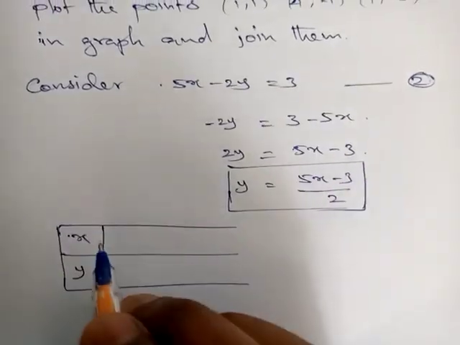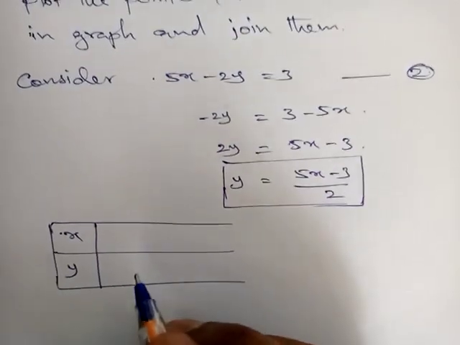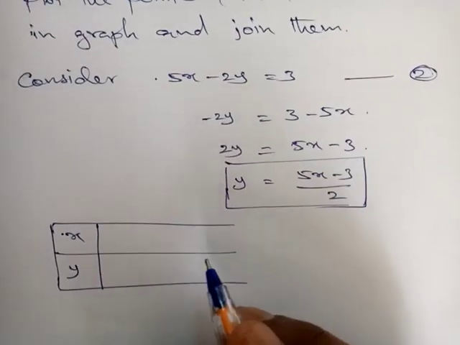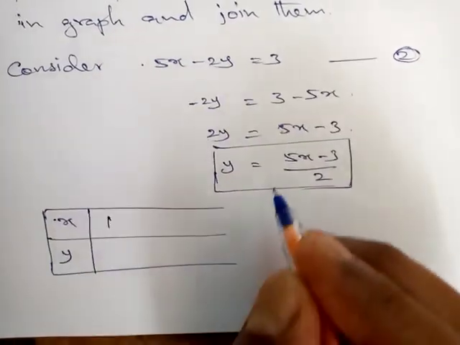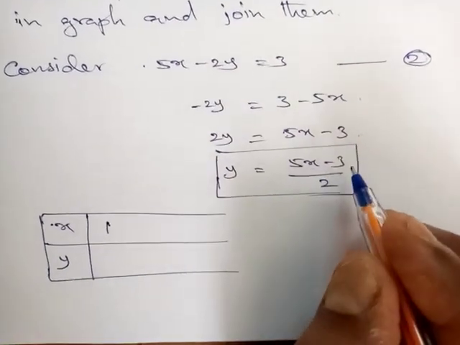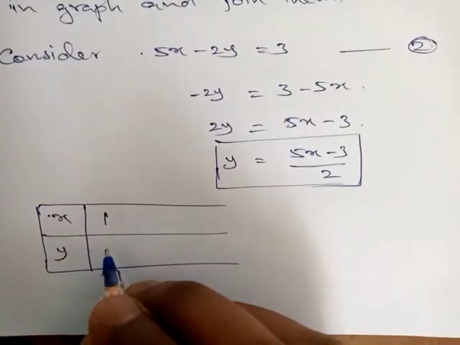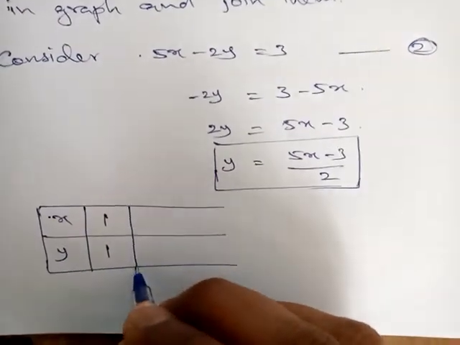So here also, like the first equation, we have to find at least 3 points and join them. Now I am giving x value as 1. So what will I get? 5 minus 3 is 2. 2 by 2 is 1. So y value also 1.